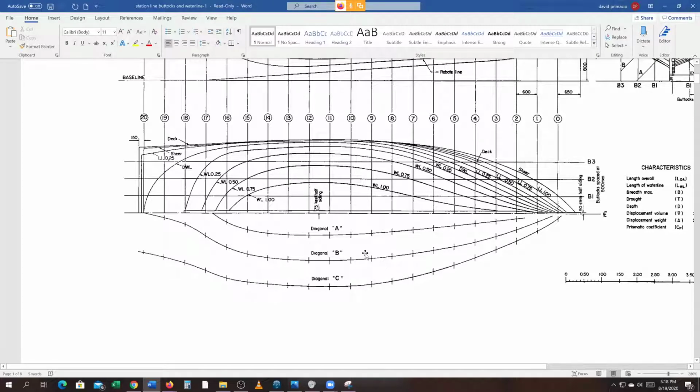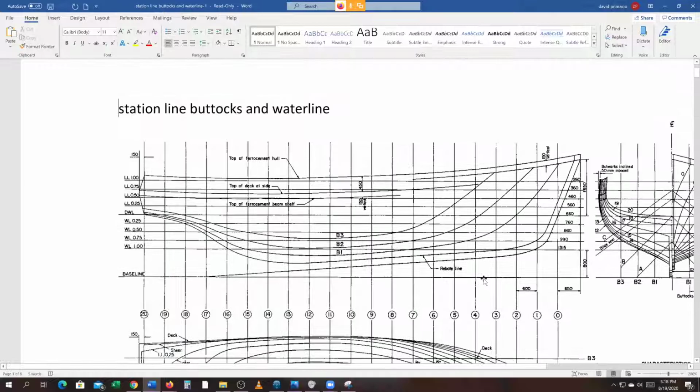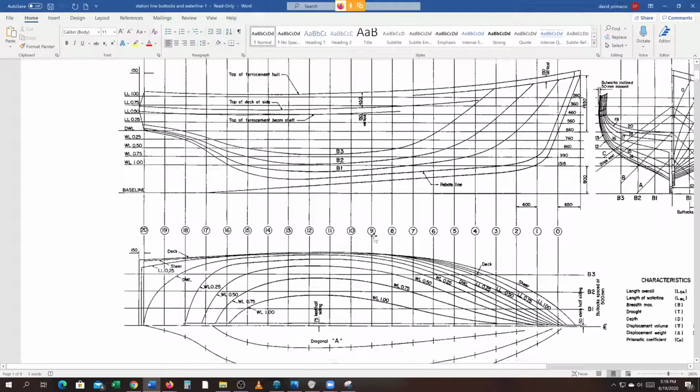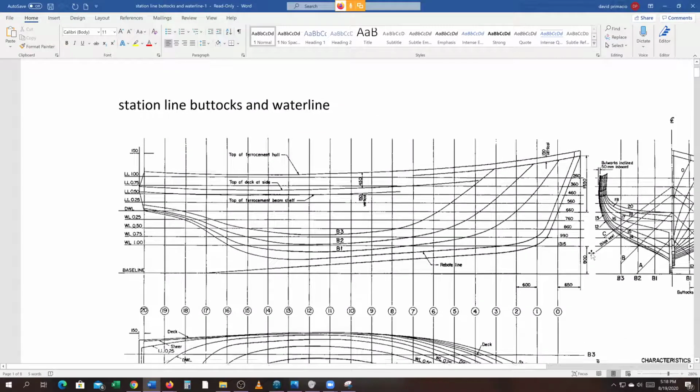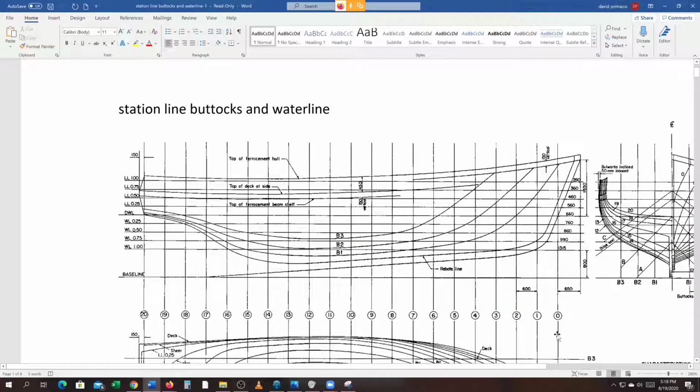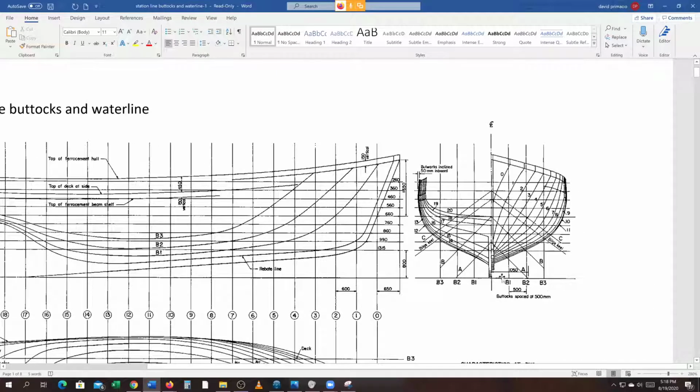And that's the negative Y direction versus the X, which is the station cuts. So a vector going along the axis of X is station cuts. Vectors going along the Y direction are buttock line cuts. And from top to bottom is known as the waterline cuts.